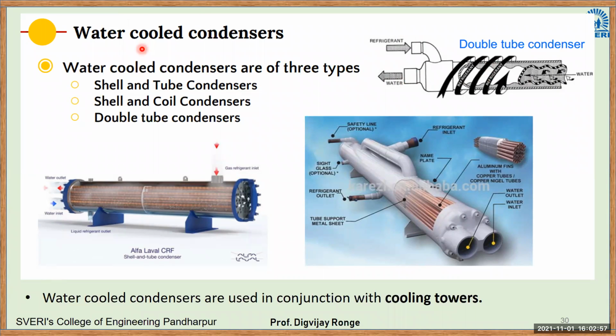This water cooled condenser will be used in conjunction with the cooling towers. See, refrigerant will be cooled by the water, and the water will be cooled by the air. Okay. Now, in the condenser, we are cooling the refrigerant with the help of water, right? So we are using water to extract the heat from the refrigerant, and that heat is again supplied to the atmosphere with the help of cooling towers. Okay. So what are the cooling towers? We'll see.